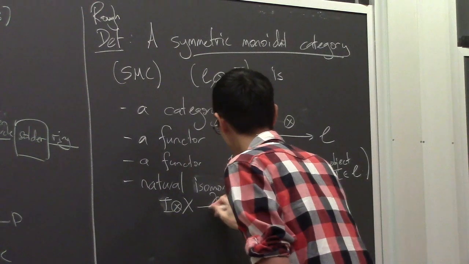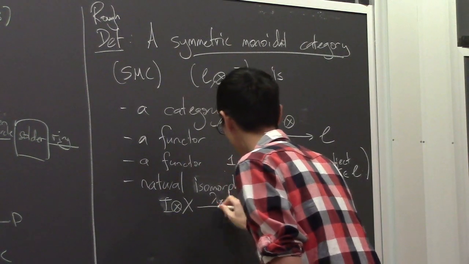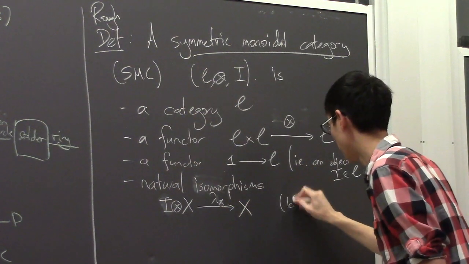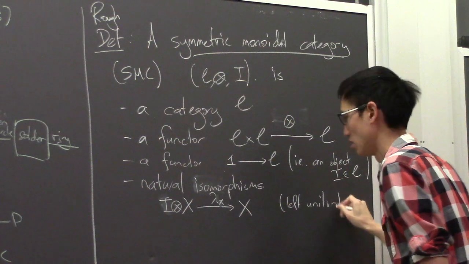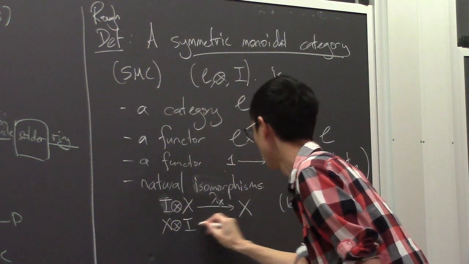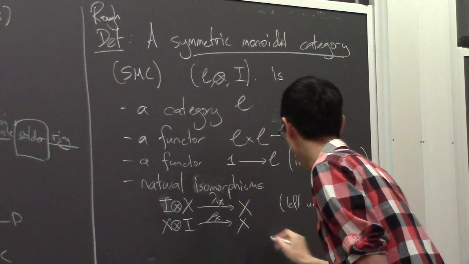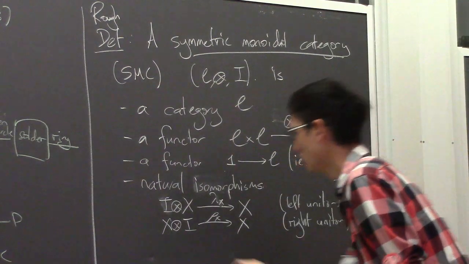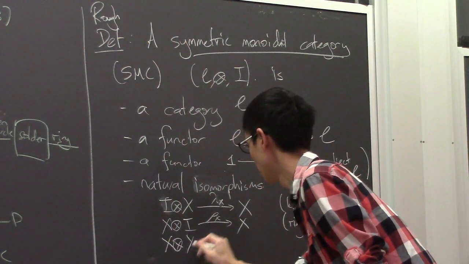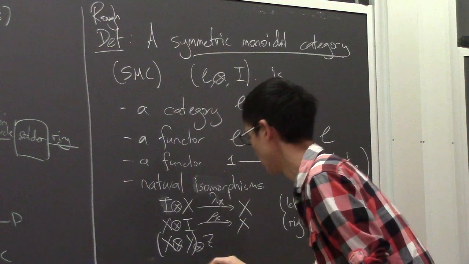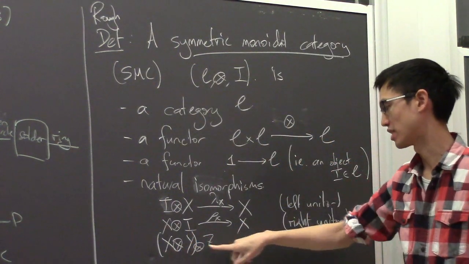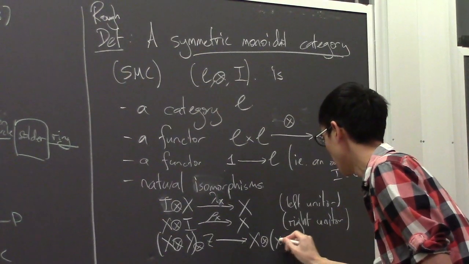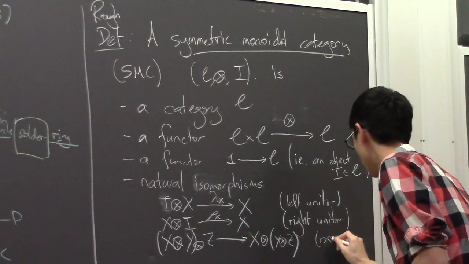For X, we have this morphism called lambda X from the unit times X to X. And again, this is an isomorphism, so we call this the left uniter. We have a right uniter called rho sub X for every X. We have something that takes care of the associativity. So for every x, y, and z, we have a map from x tensor y tensor z to x tensor y tensor z. This is called the associator.